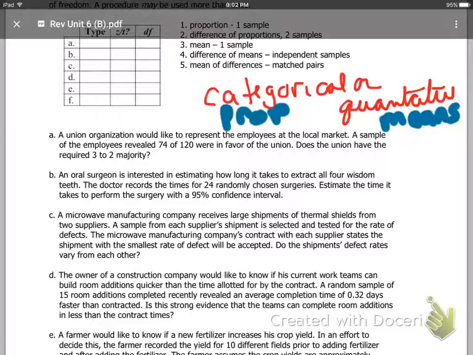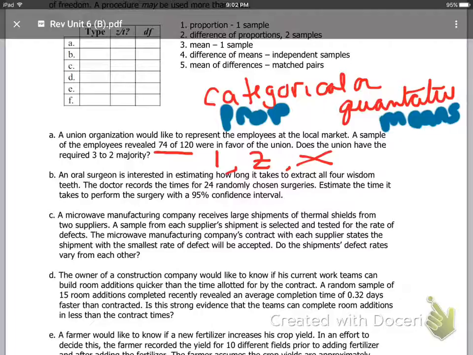It says a union would like to represent the employees at a local market. A sample is 174 out of 120 said favor. That means yes. Do you see that's a proportion? How many proportions do we have? 1. So this is an example of a proportion. It is a Z because all proportions are Z, and there's no degrees of freedom. There's never any degrees of freedom with a Z.